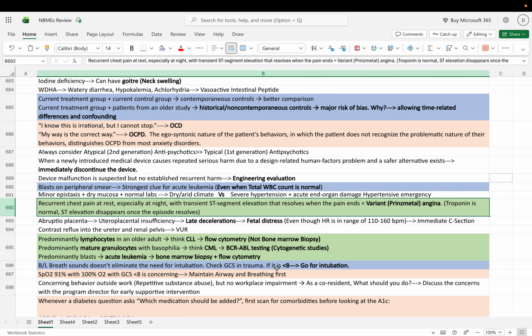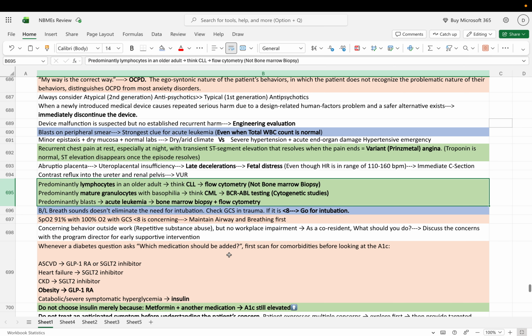Let's start with the green portion. This is a case of Prinzmetal angina, also known as variant angina. Recurrent chest pain at rest, especially at night, with transient ST elevation that resolves when the chest pain ends, and the troponin is normal. ST elevation disappears once the episode gets resolved.